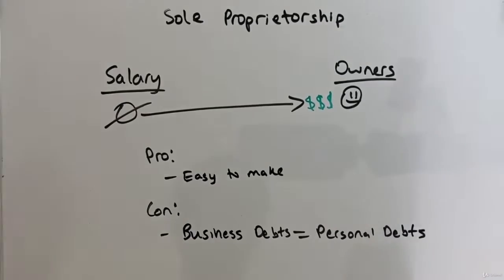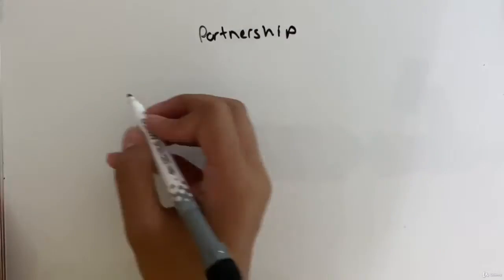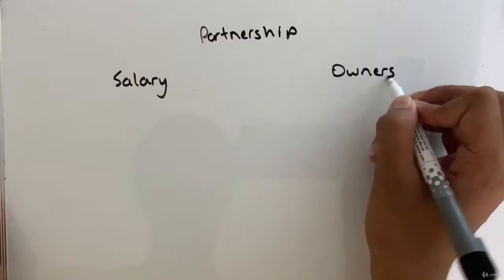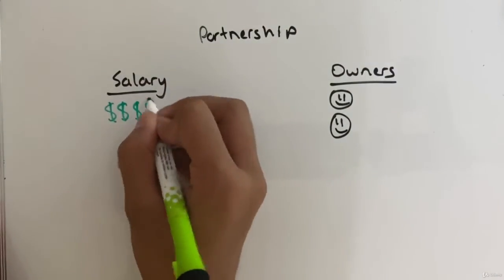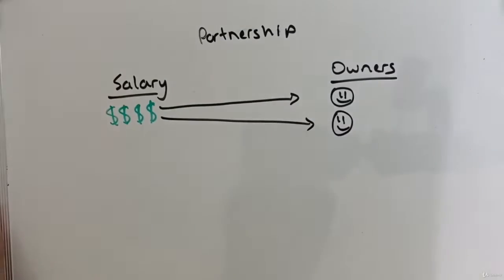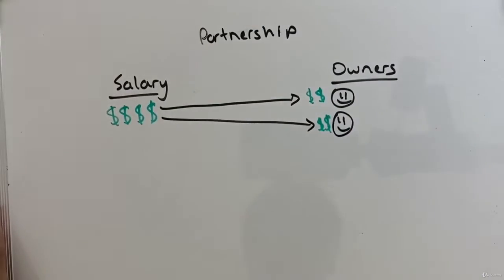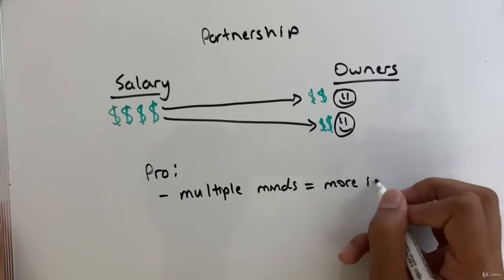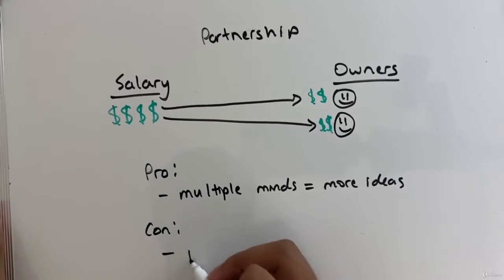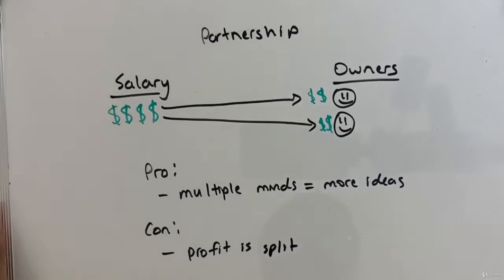A partnership is very similar to sole proprietorship in that they're both easy to create and business debts become personal debts. However, because a partnership includes 2 or more people, profits must be shared. Though this drawback is pretty significant, the benefit of having multiple minds to work on a project is something that cannot be brushed under the rug.